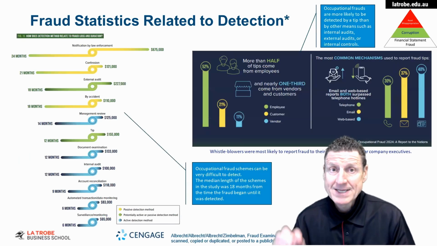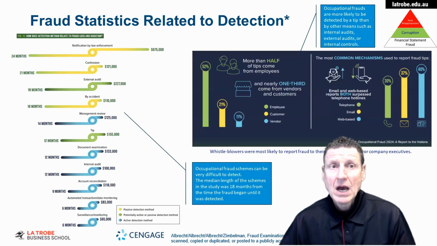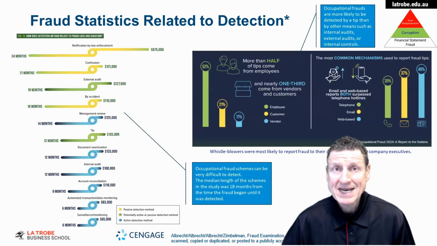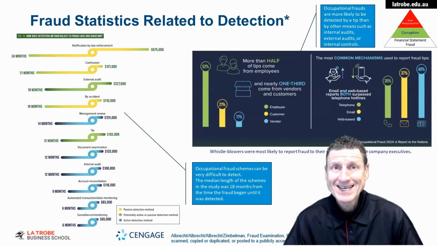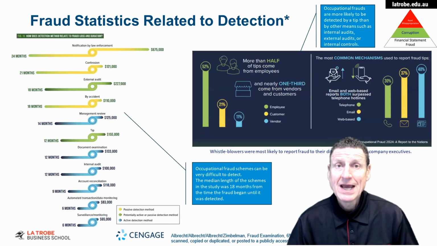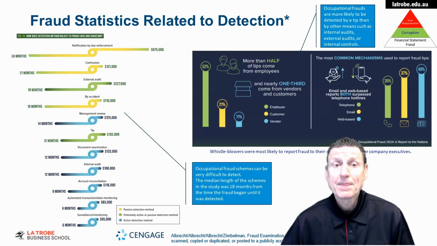What about fraud statistics related to the detection of occupational fraud? The time it takes to detect fraud is much shorter if you have surveillance and monitoring in the organization. Now we're going back to learning modules 3 and 4, where we talked about prevention and detection before we talked about fraud investigation. Remember that? It was always better to invest in prevention and detection because fraud investigation is very expensive.